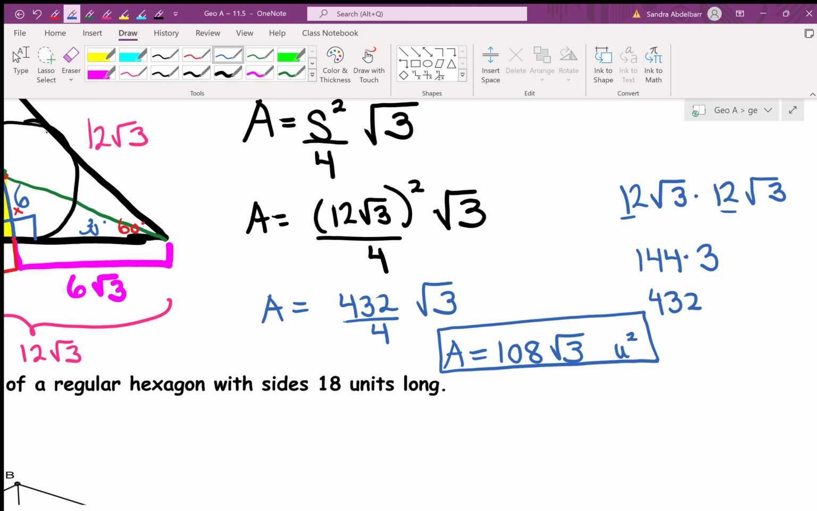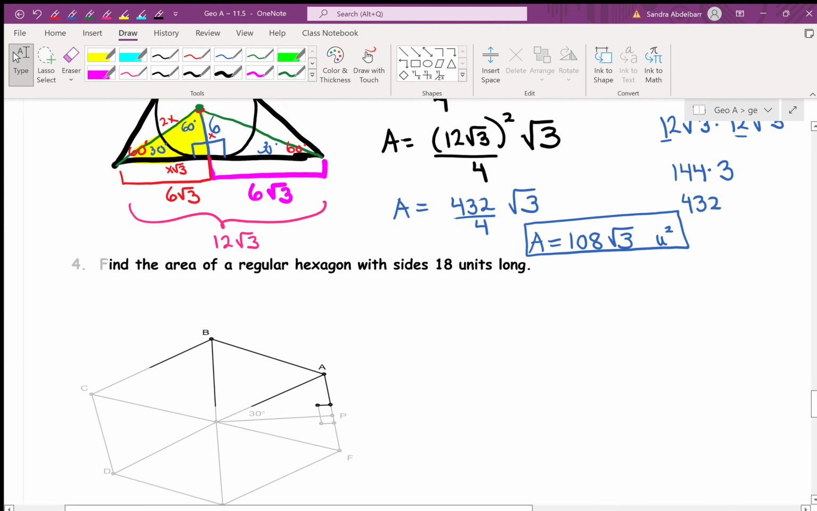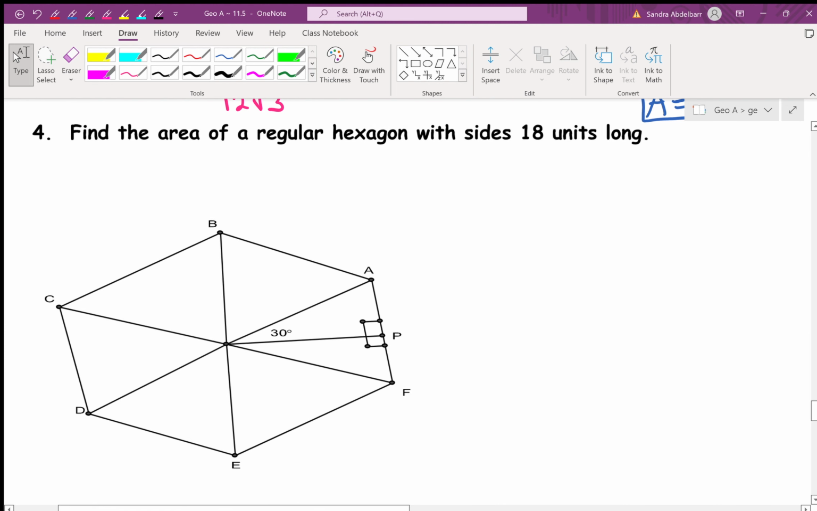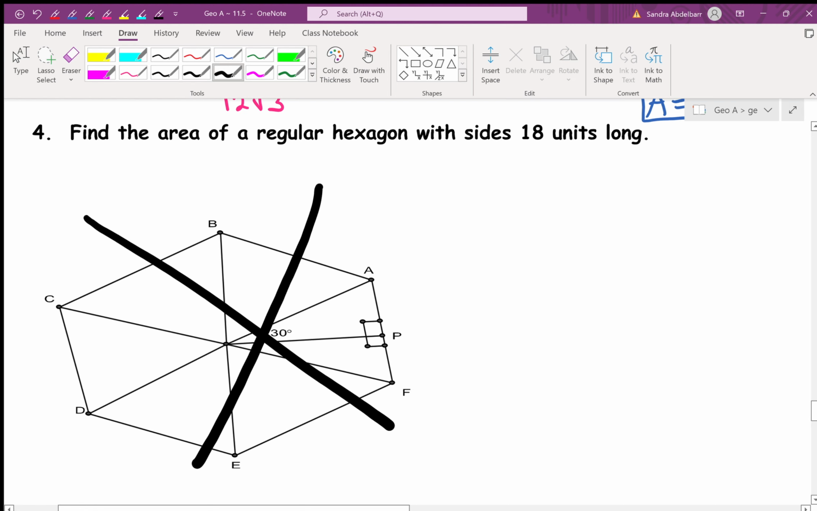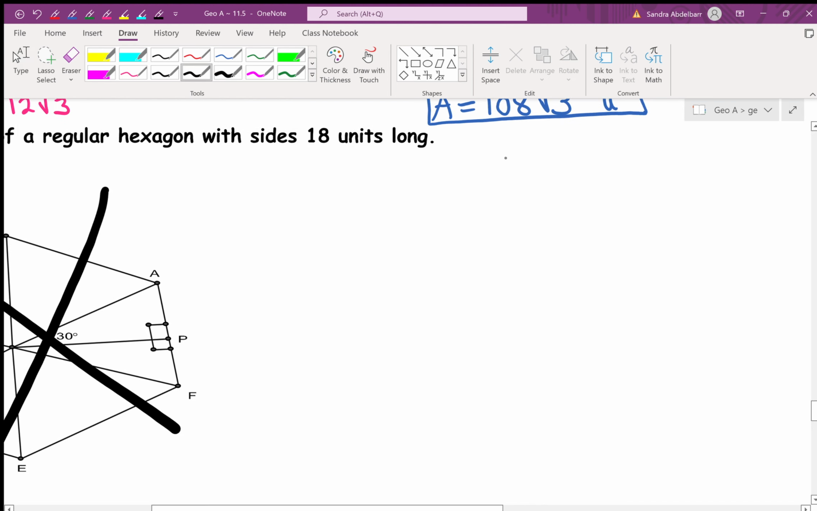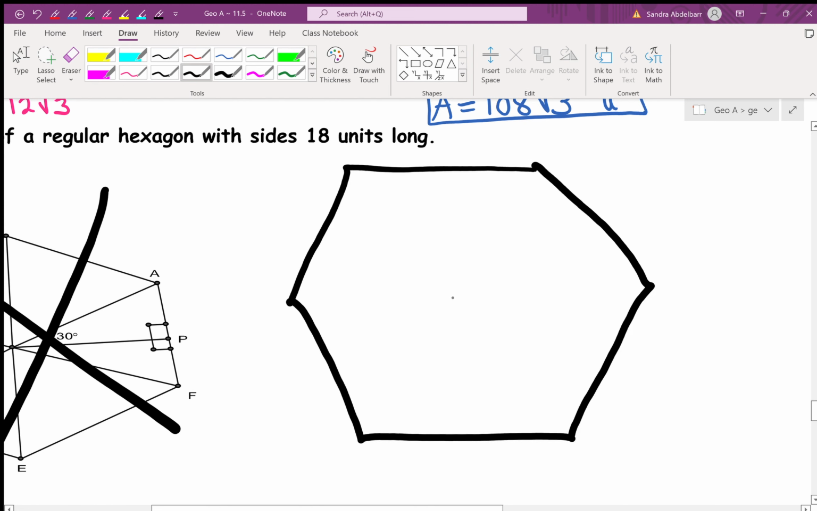All right, let's do another one of these types of problems. Can I go on to the next problem? All right. So it says find the area of a regular hexagon with sides 18 units long. You know what? I did a huge disadvantage here because I drew in too much stuff for you, and on a test, I will not draw anything in for you. So let me show you what I would give you on the test. I would just give you a hexagon and nothing else.